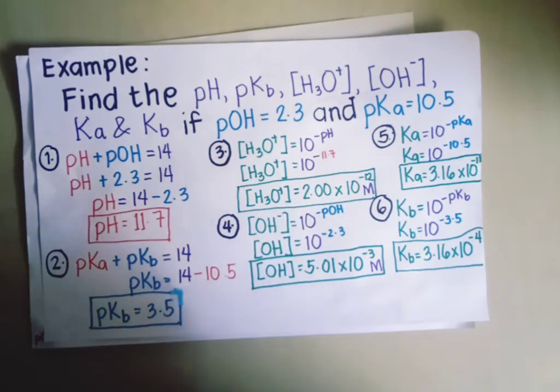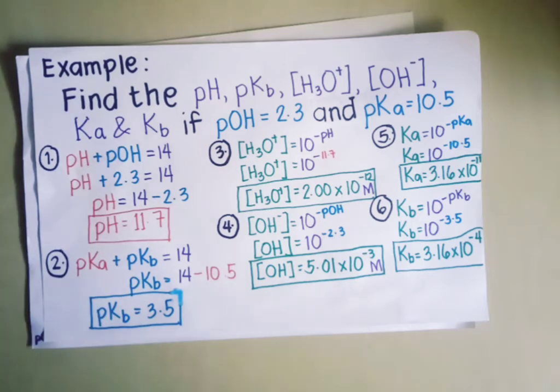So that is how you can find the hydronium ion concentration, hydroxide ion concentration, Ka and Kb given our p-scales. So that's all.